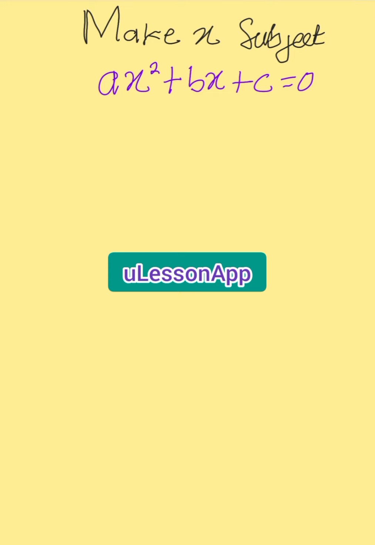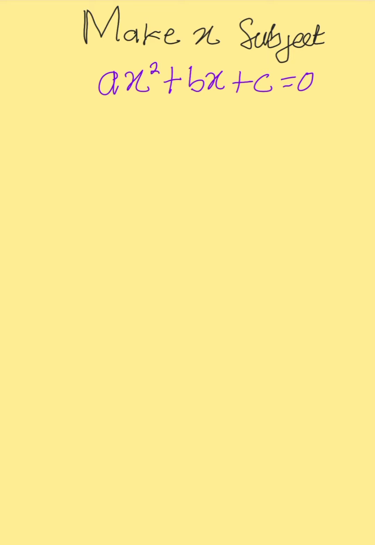So you want to make x the subject of the formula ax squared plus bx plus c equal to 0. You want x to stay alone. When we are able to make x the subject of the formula, we will get the quadratic formula, which many students call the almighty formula.